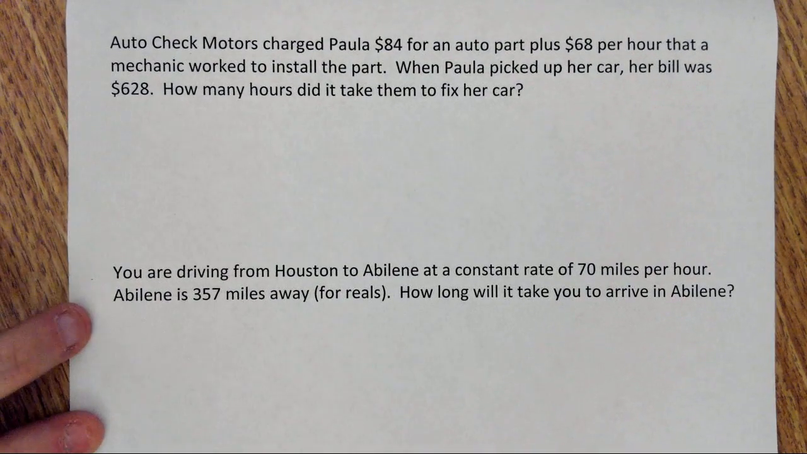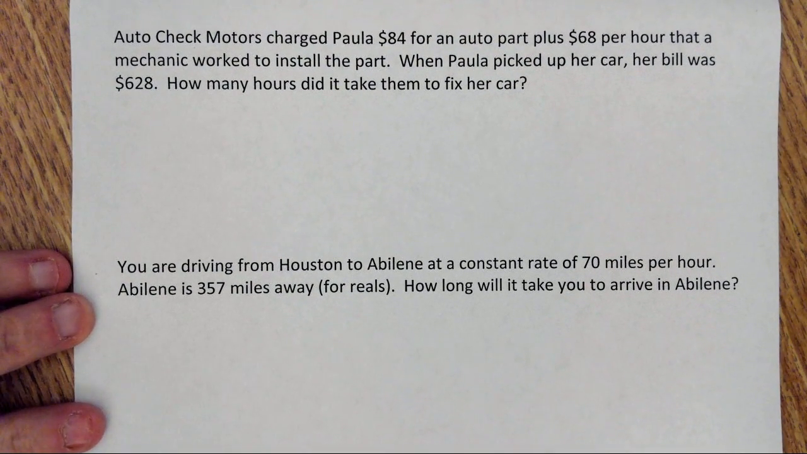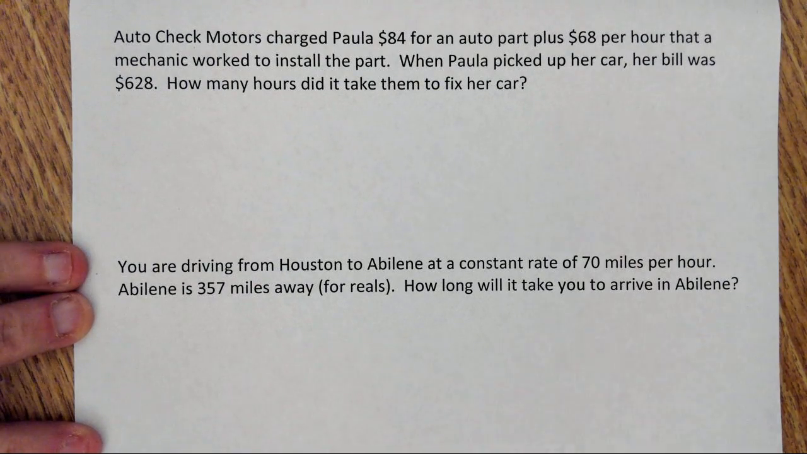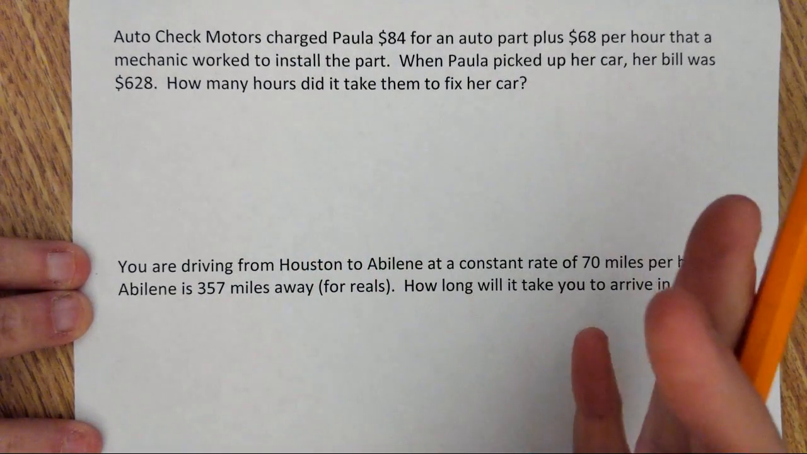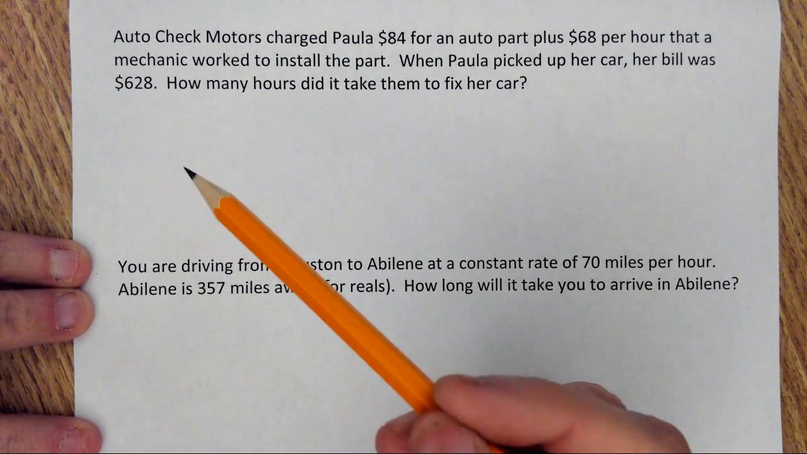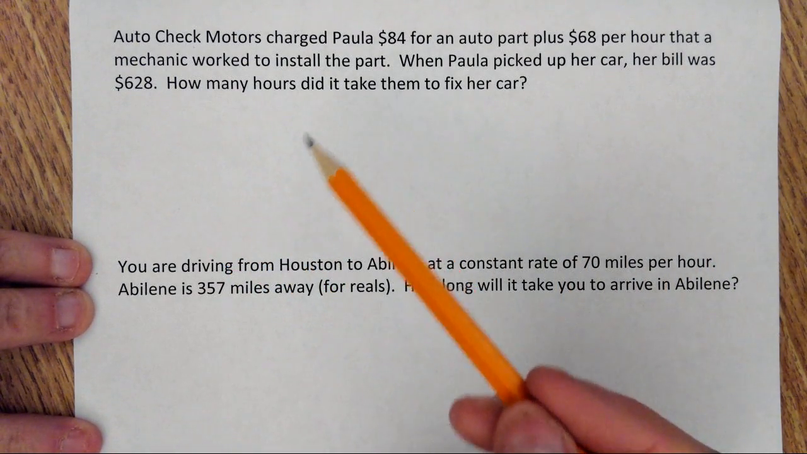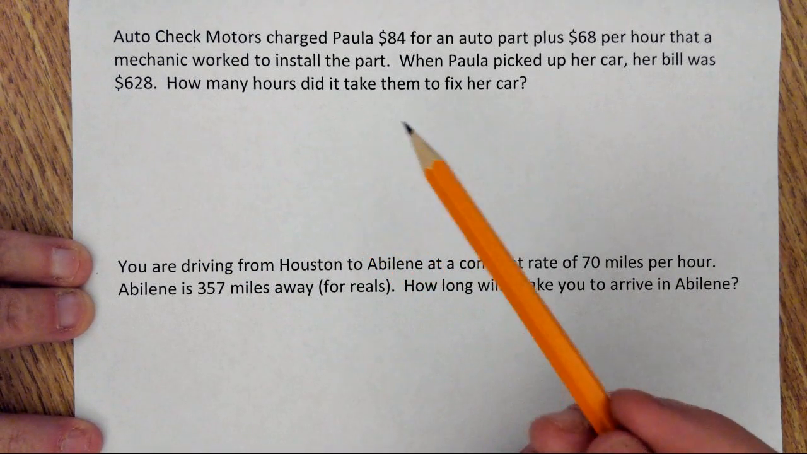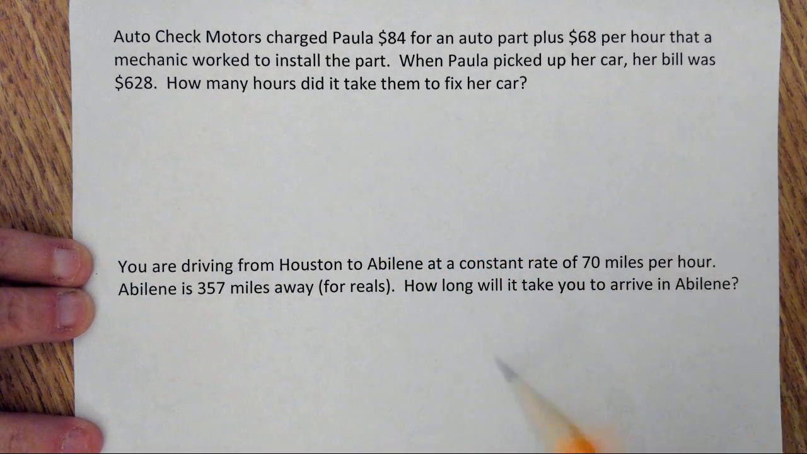Okay, today's tutorials, we're going to work out these problems. We have 4 problems we're going to work out. The first one right here is Auto Check Motors. So what we're doing today, all we're going to do is write an equation, define our variables, decide whether we have discrete or continuous data, and, if we can, make a domain and range, and we're going to solve.